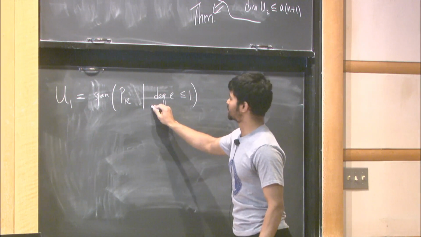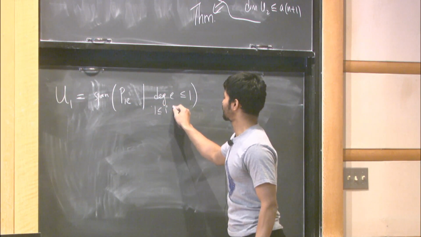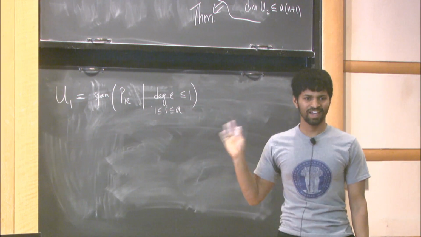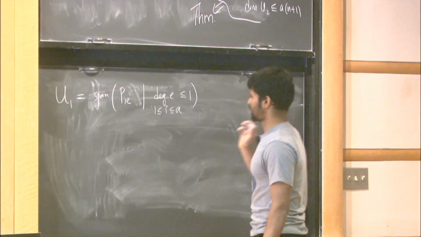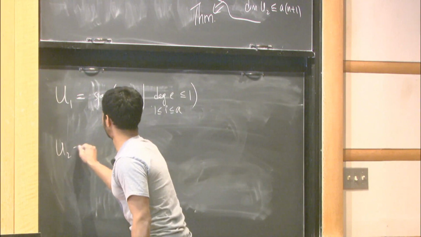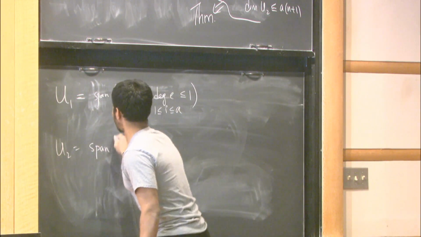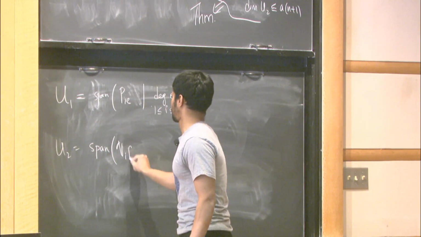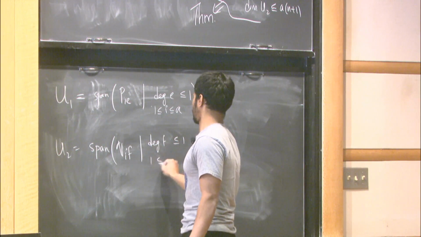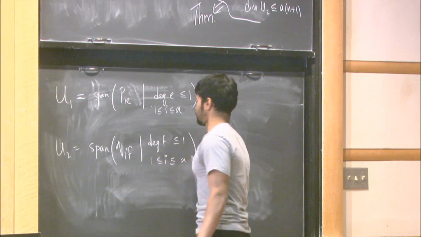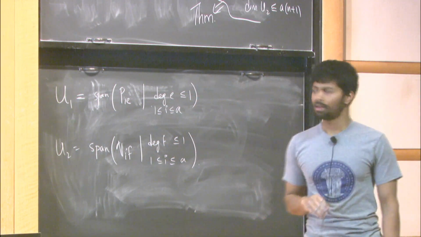Okay, and you do it for all the i's, right? 1 ≤ i ≤ a. You see how this a really doesn't play a role. It just shows up in the summation and it's going to run away. Okay, and I'm going to say U2 is going to be the span, not of the P_i's, but Q_i^f, such that degree of f is ≤ 1, 1 ≤ i ≤ a. Make sense?